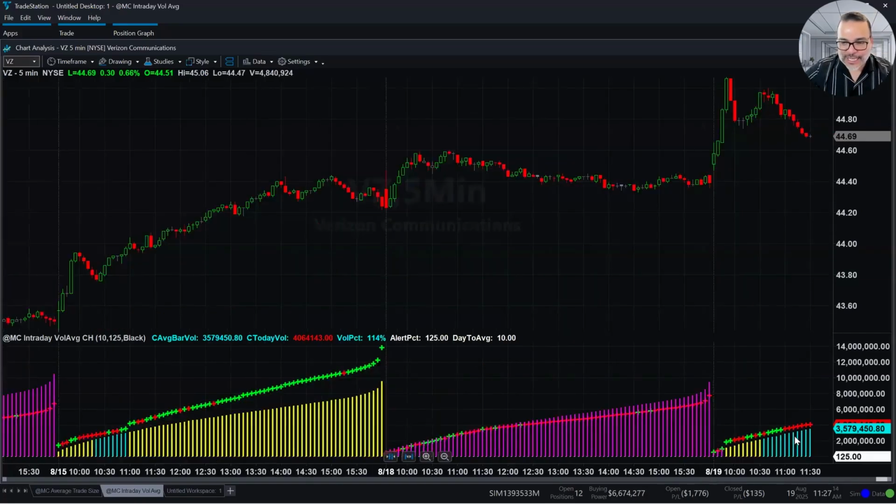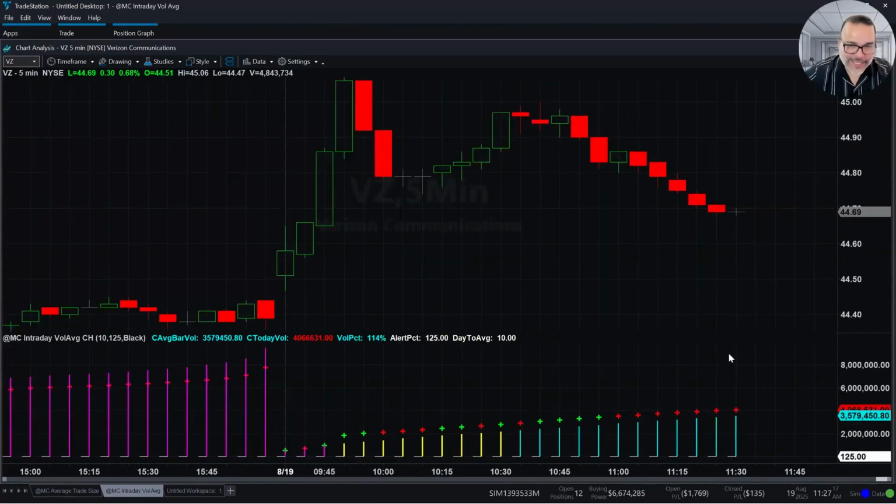Another color that we see is the color in the crosses. That's a little bit more, I wouldn't say complicated, but it's based on the rate of change.